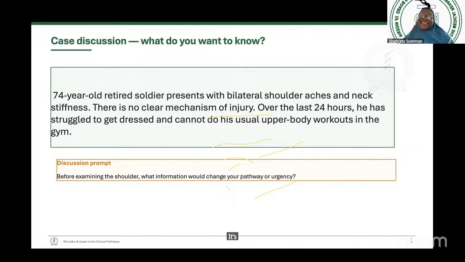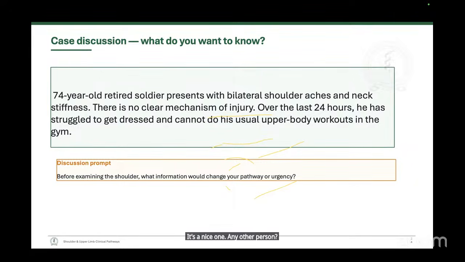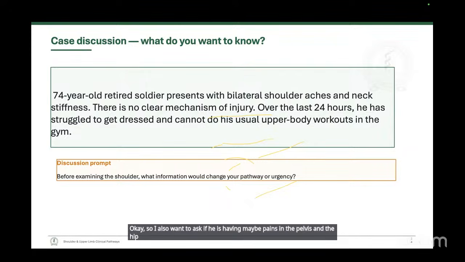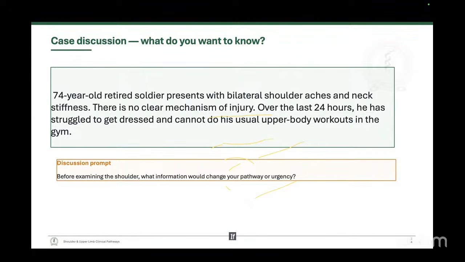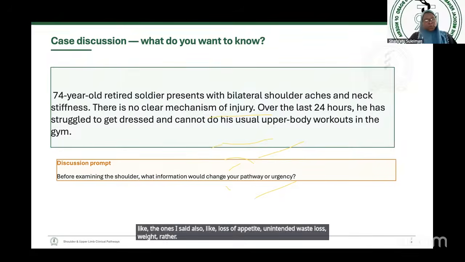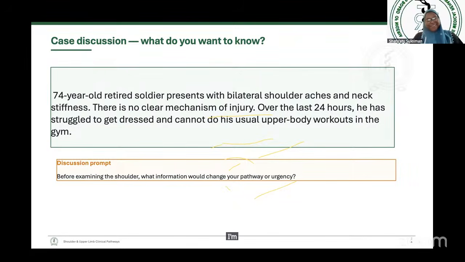It's a nice one. Any other person? Okay, so I also want to ask if he is having maybe pains in the pelvis and the hip, if he has any other pain or stiffness, maybe early in the morning, and like the ones I said, also loss of appetite, unintended weight loss. Good. Nice. That's a good one. Thank you.